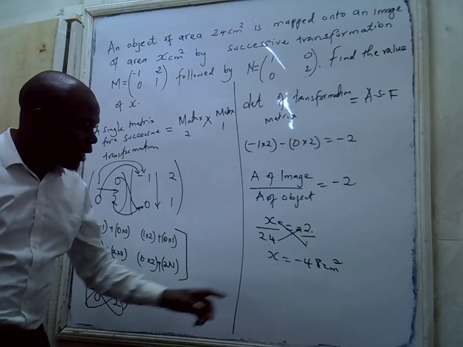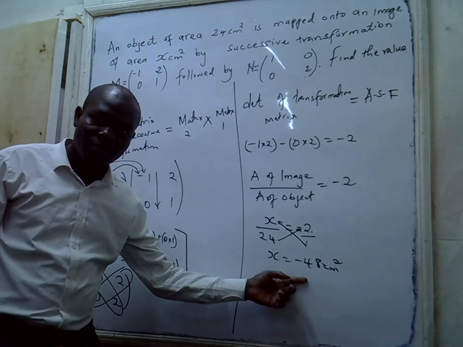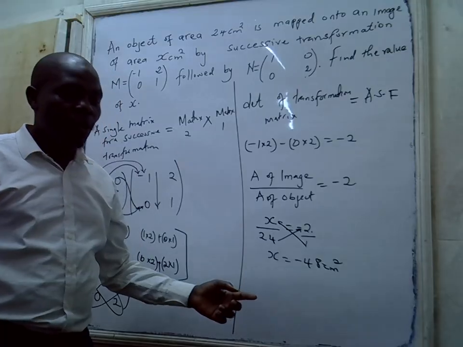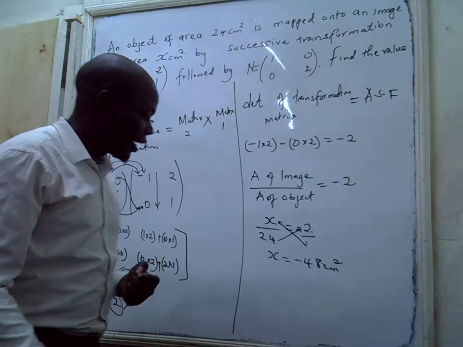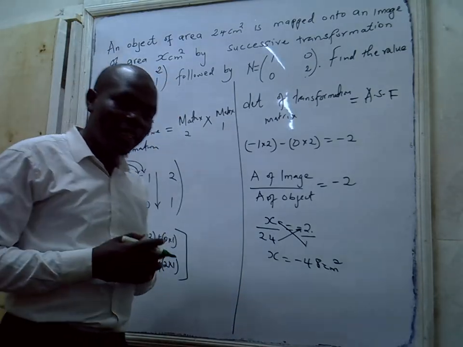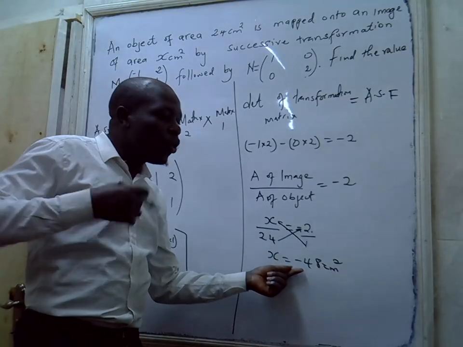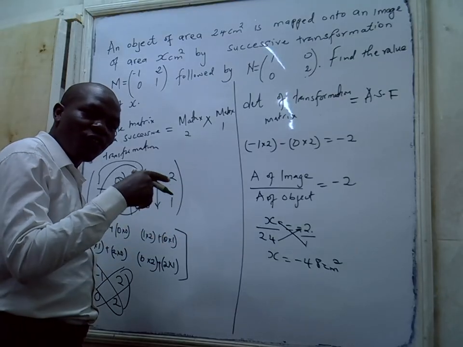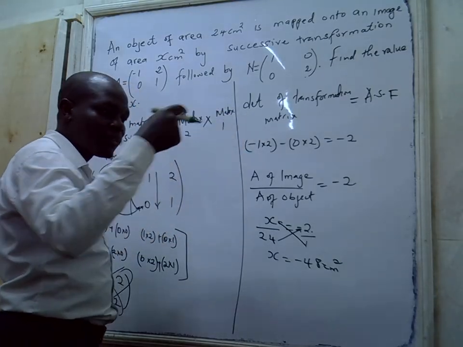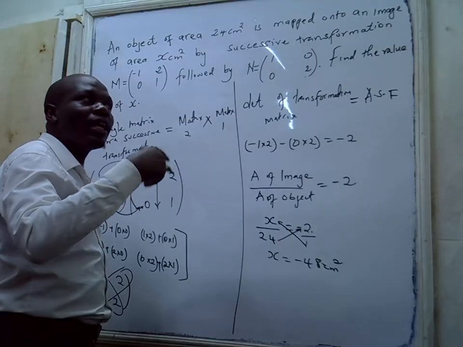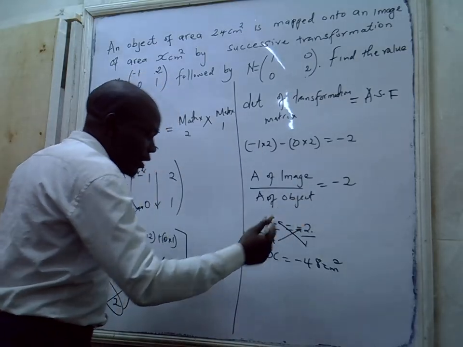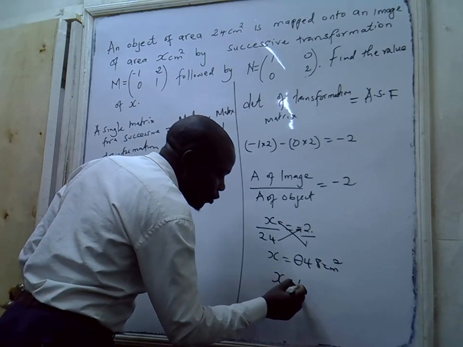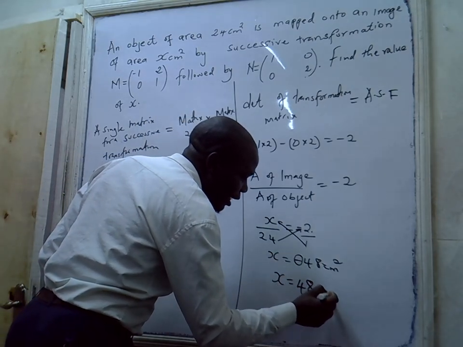You will ask yourself, can area be negative? In this case, area cannot be negative. We are going to ignore the negative. This negative here only shows that the enlargement factor was negative. Therefore, we are ignoring the negative so that our area is equal to 48 centimeters squared.